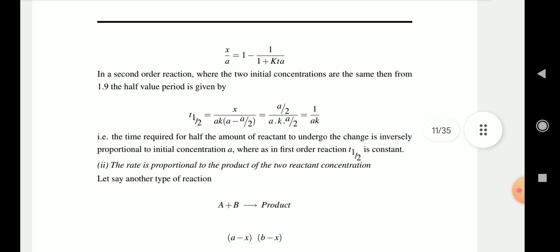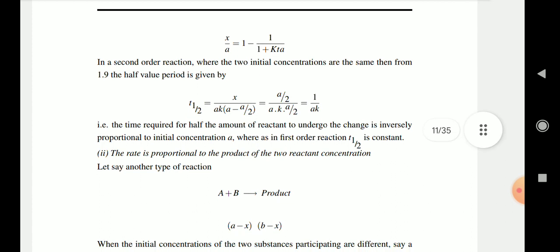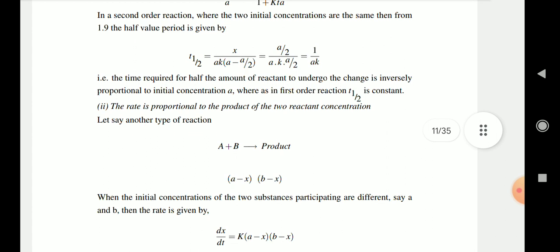In a second order reaction, when the two initial concentrations are of the same form, the half-life period is given by t1/2 = x/(a k (a - x)) = (a/2)/(a k (a/2)) = 1/(ak). That is, the time required for half the amount of reactant to undergo change is inversely proportional to the initial concentration a, whereas in a first order reaction t1/2 is constant.